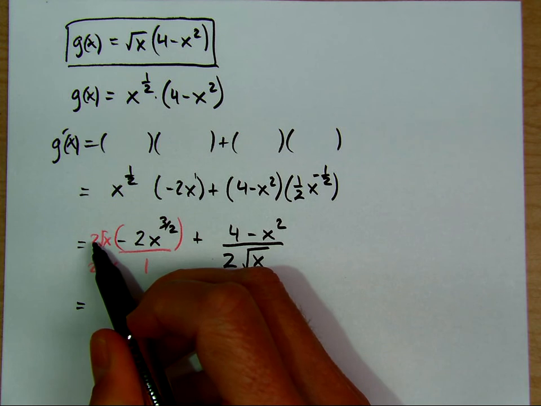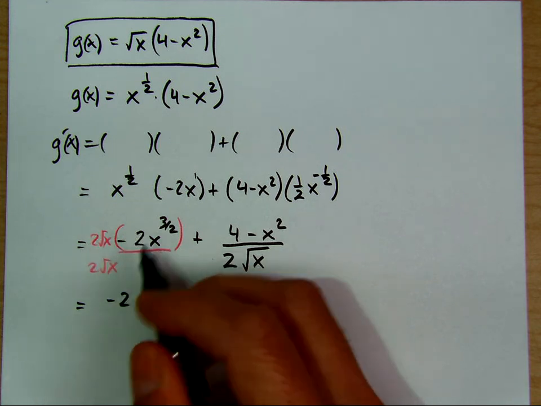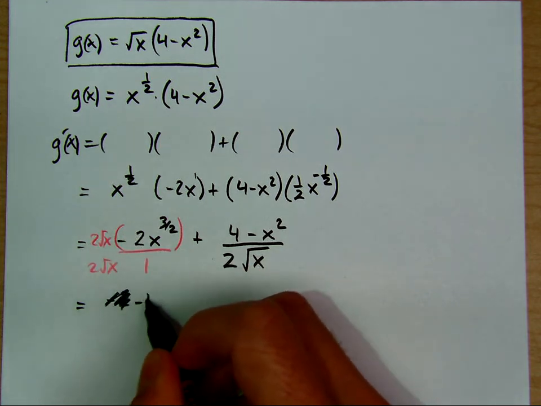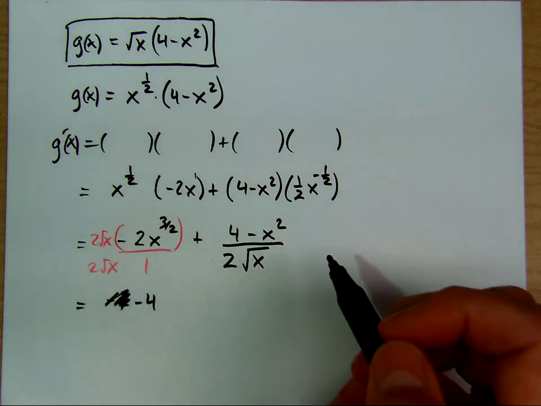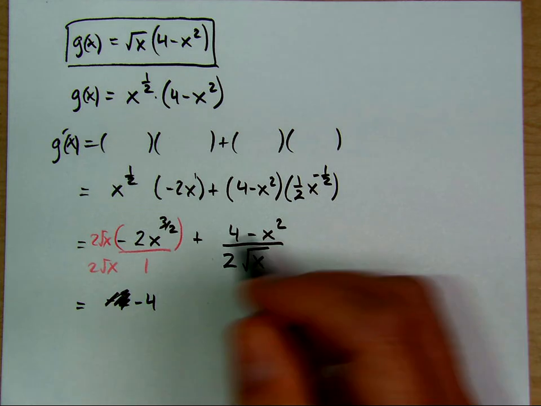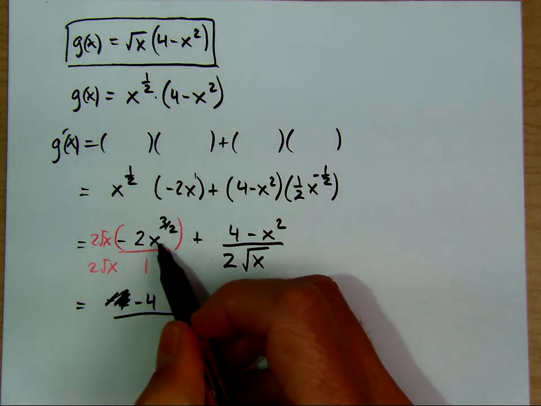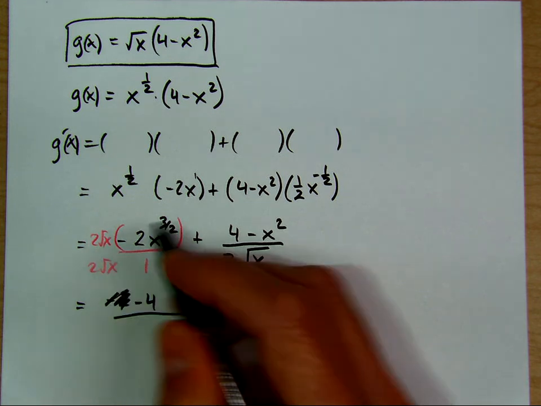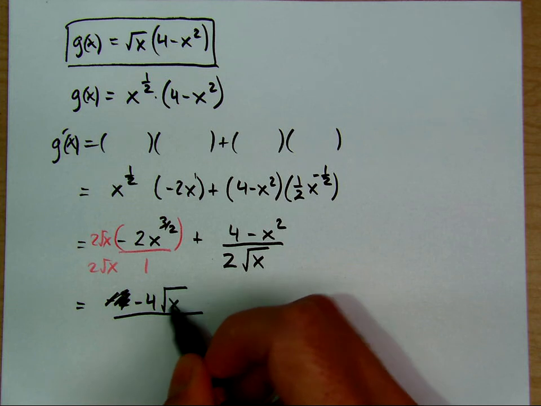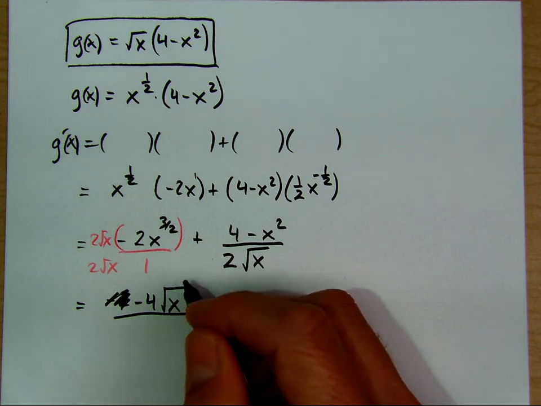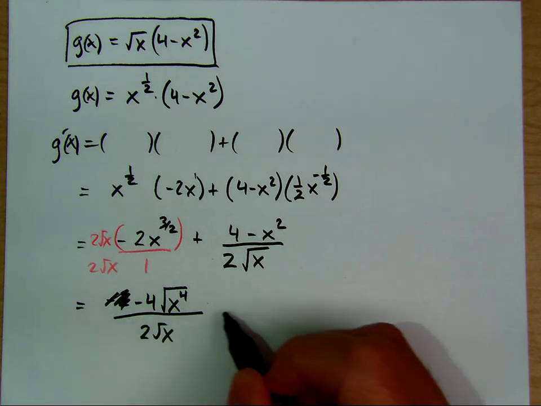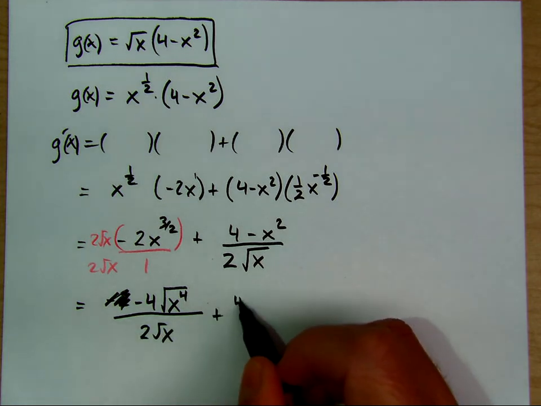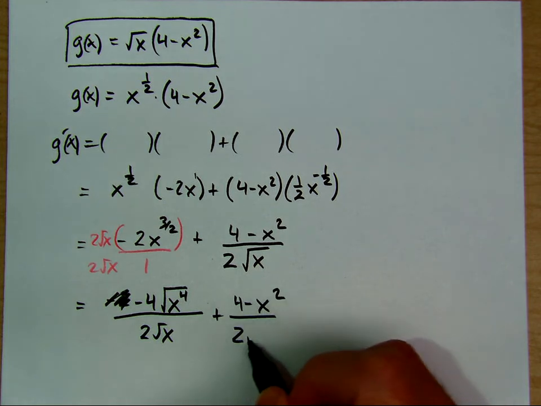So now we're going to have negative 4, and this is square root of x cubed. Here we have square root of x, so that'll be square root of x to the 4th. And 2 radical x in the denominator. 4 minus x squared, 2 radical x.